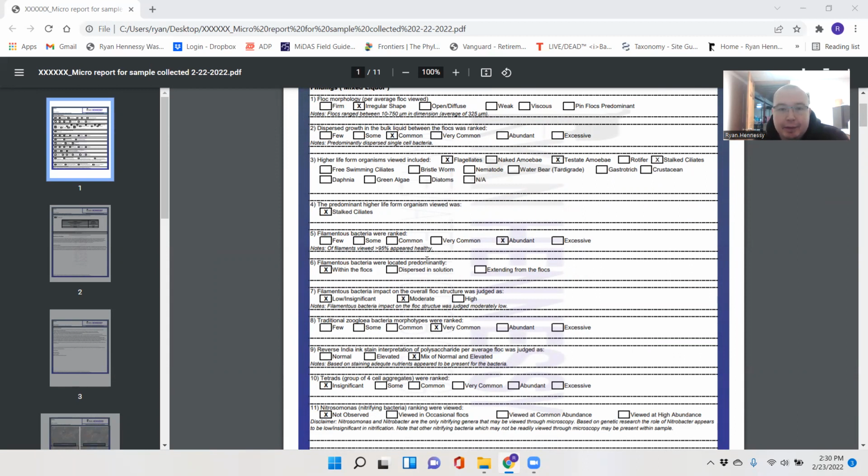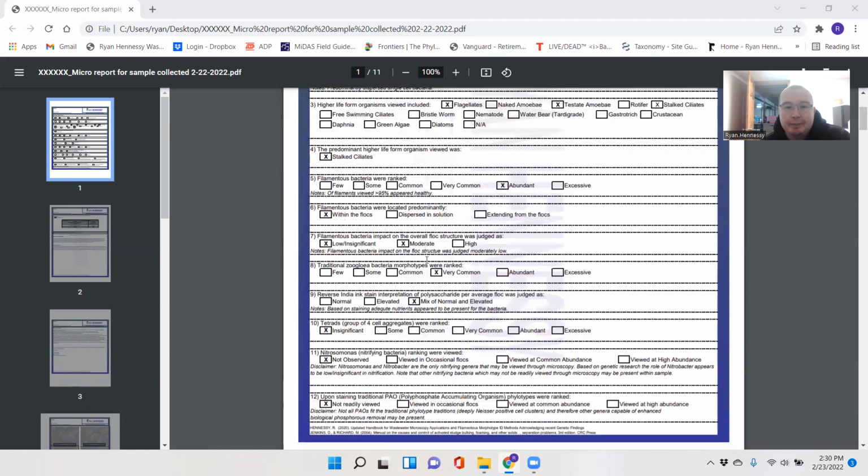With everything on the report, there's always a line, so we can further elaborate to try to communicate what we're seeing as best as possible. So, for example, filamentous bacteria impact on the overall floc structure. This particular report, it was low, insignificant, and moderate, so moderately low. So we try to keep some flexibility and not just limit to one option there.